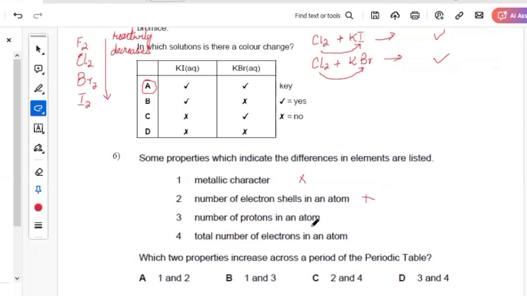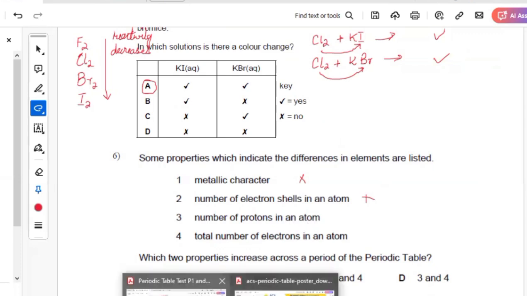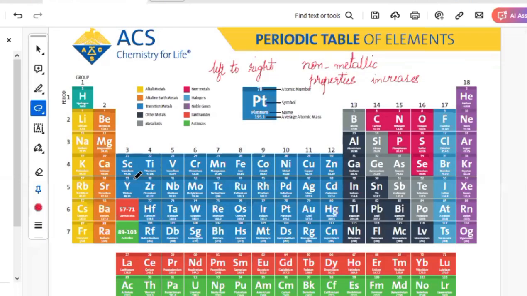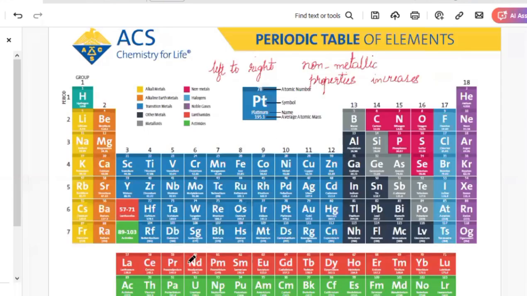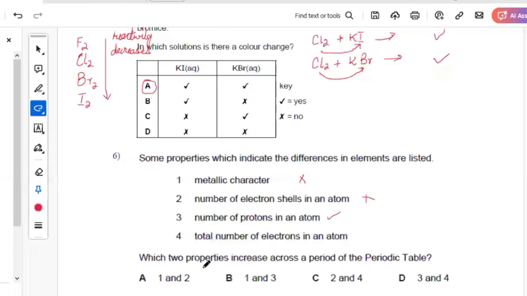Number of protons in an atom. Yes, the number of protons in an atom increases across a period. You can see the number of protons here is 21, here is 22, here is 23. So they increase across a period. So this option seems to be right. Number of electrons in an atom, that is also increasing, because if the number of protons is increasing across a period, then the number of electrons would also be increasing. So the option would be 3 and 4. So this one would be the right answer.